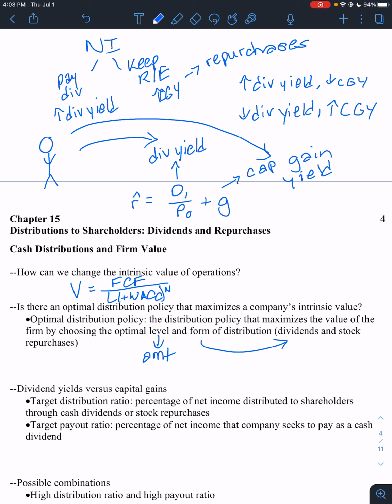So repurchases provide a return to shareholders as a capital gain, whereas paying dividends provides a return to shareholders as the dividend yield. So make sure you have that aligned in your head, right? The repurchases are going to lead to capital gains. Paying dividends leads to a dividend yield. Again, I typically can't have a lot of both. I can have some of both. I can have a lot of one and a little of the other. I can have all of one and none of the other. Just depends on the firm.